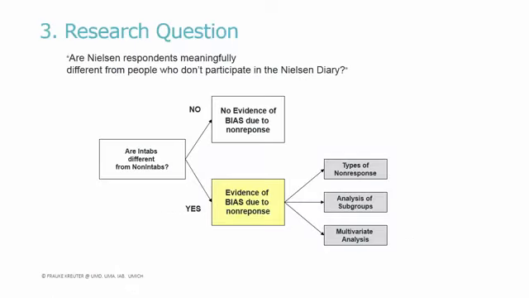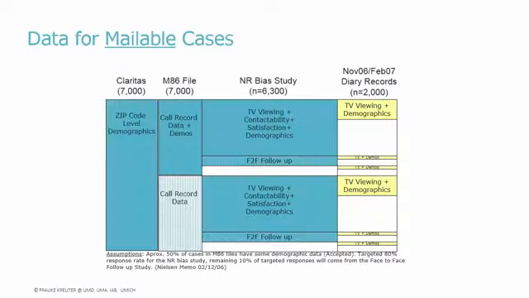So the research question in this example was, again, is there a meaningful difference between people who participate and who do not? And if you focus on the diary itself, then you can have as a first step in your analysis plan, okay, do we see evidence of bias? And analyzing that at first in the different types of non-response, then an analysis of subgroups that are meaningful for Nielsen in this case, and a multivariate analysis.